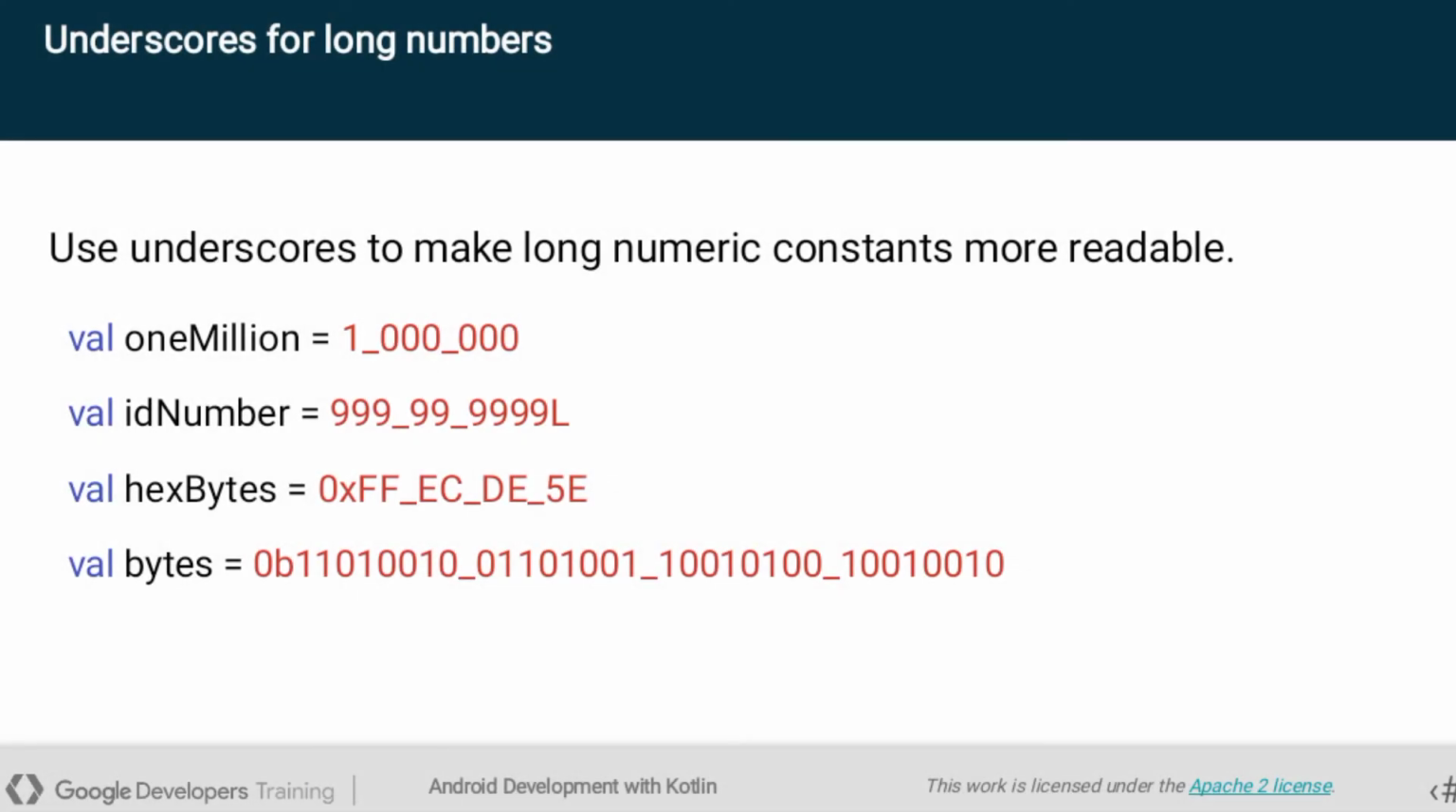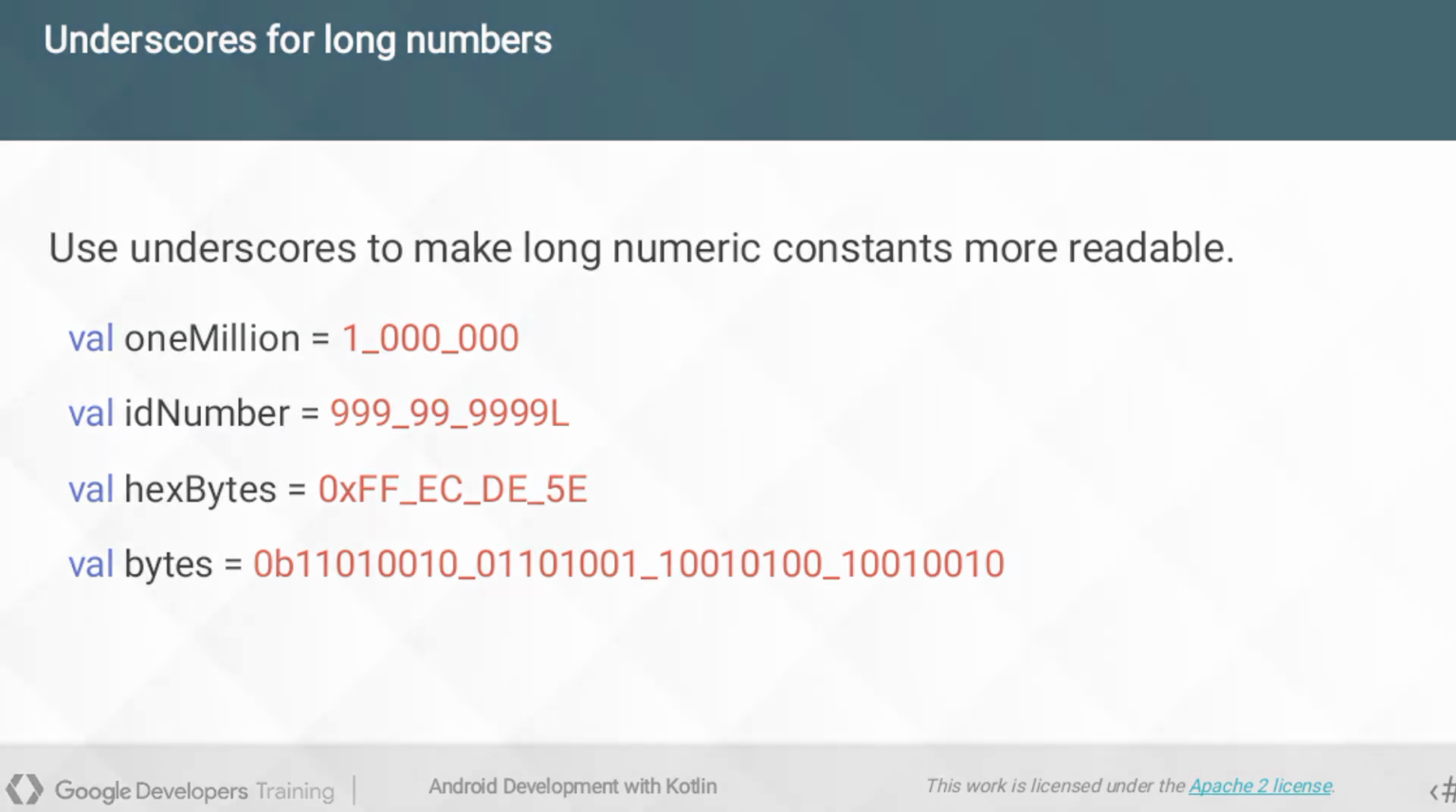Another cool thing in Kotlin is that you can use underscores to make long numbers more readable. No matter what kind of numbers they are, they will be more readable when you use underscores.